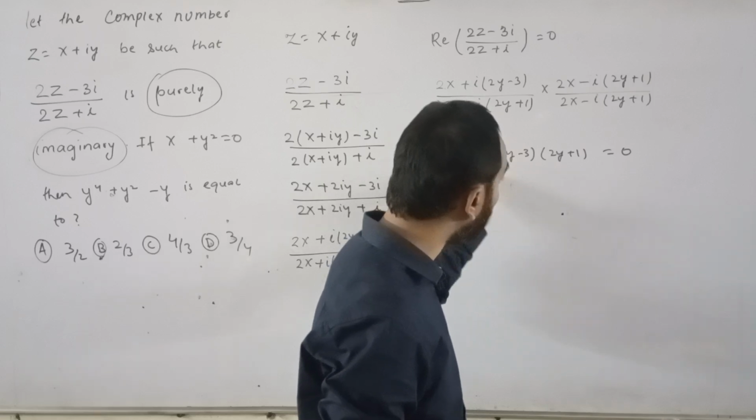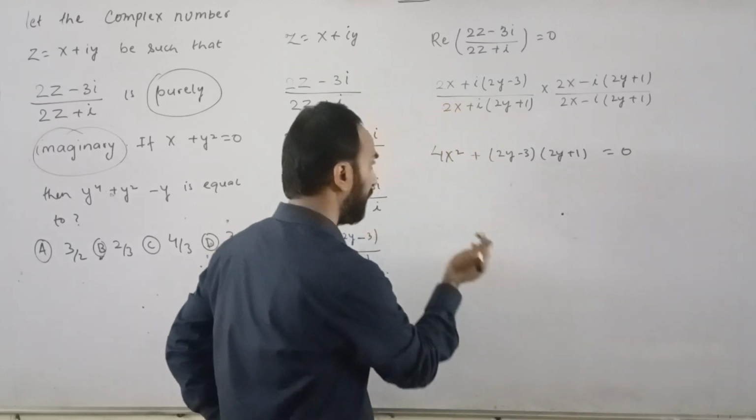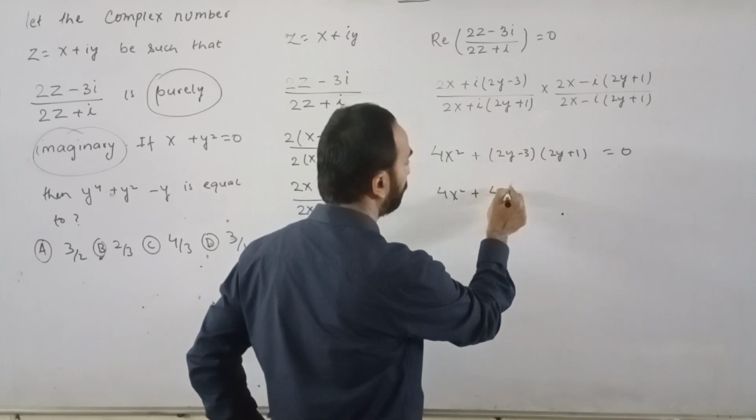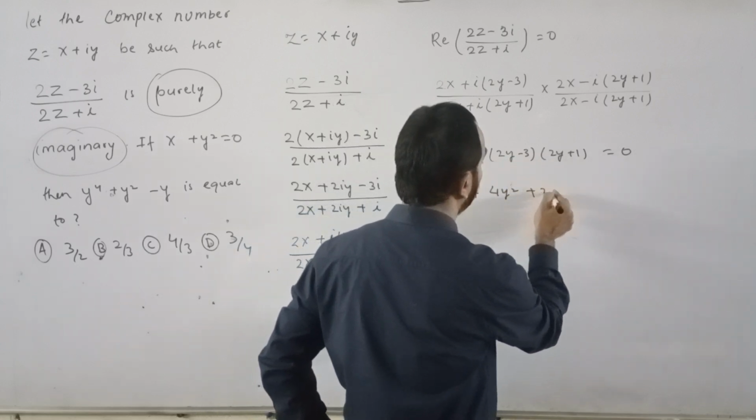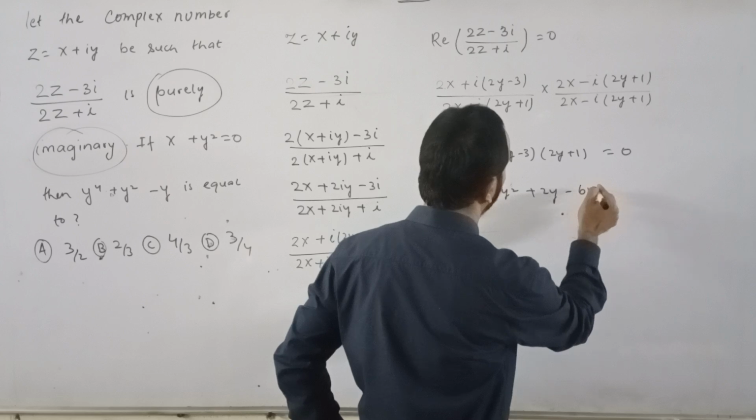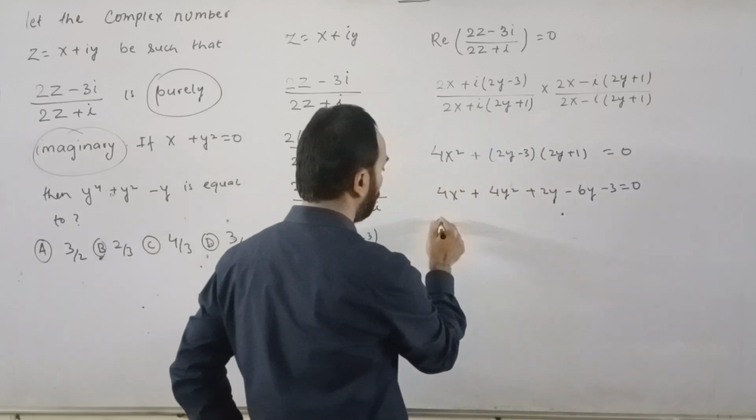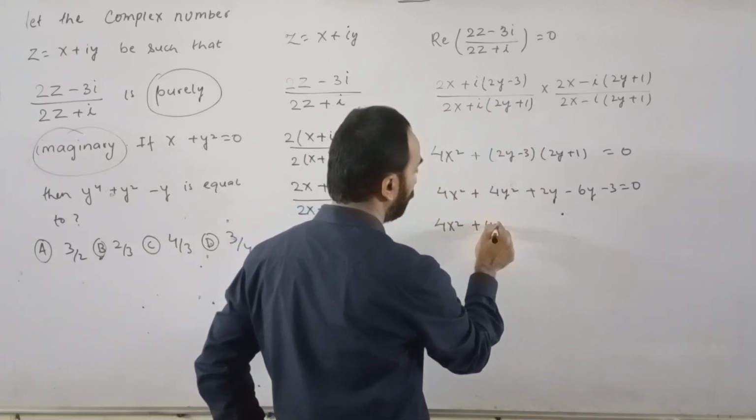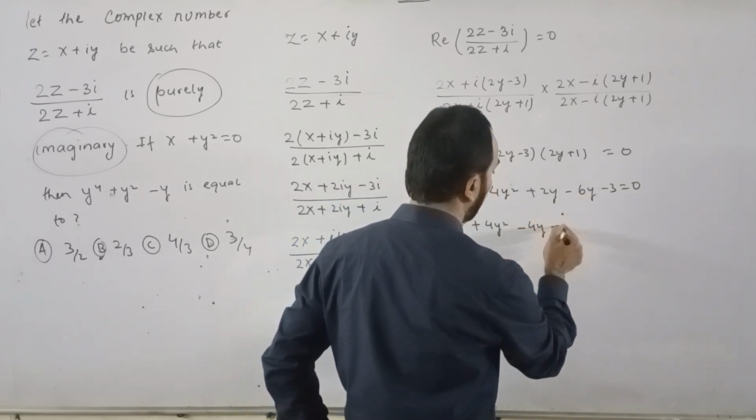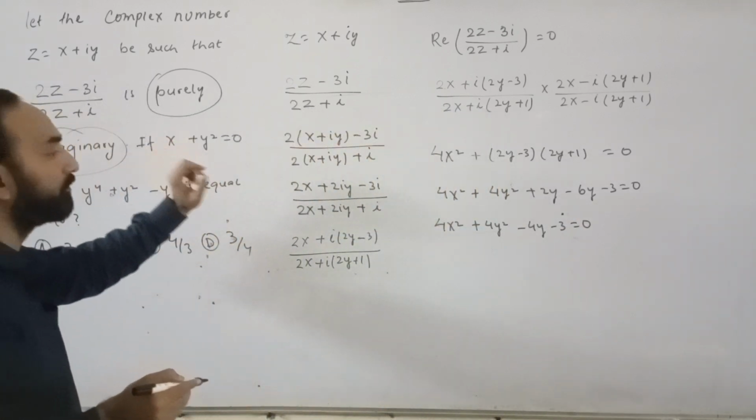The reason is that when the denominator goes to the right hand side, it automatically becomes 0, so no need of multiplication. Next, 4x², then multiplying, 2y into 2y is 4y², then 2y, and −3 into 2y is −6y, and then −3, equal to 0. Now 4x² + 4y² − 4y − 3 = 0.